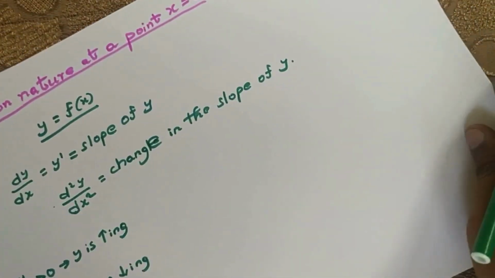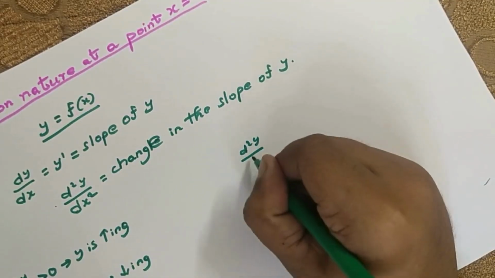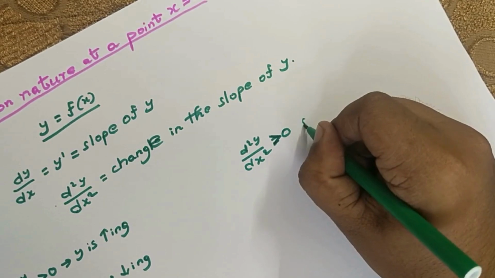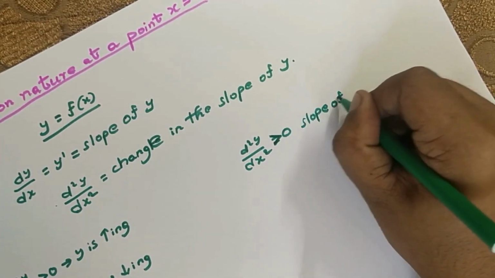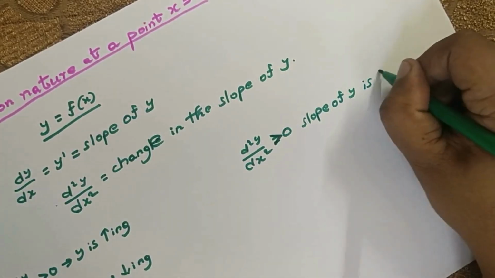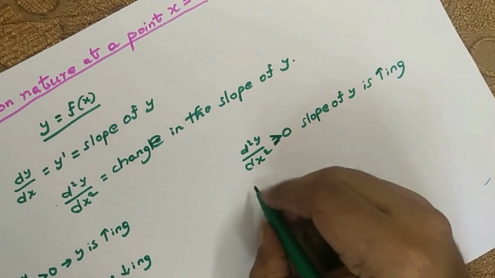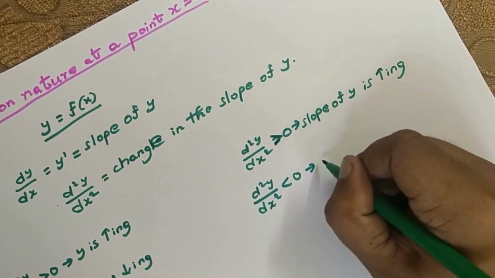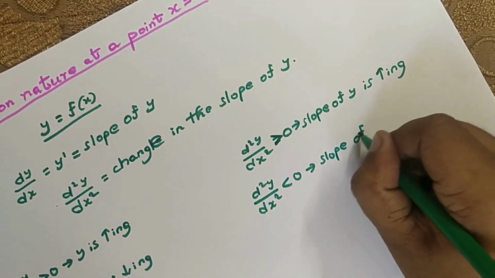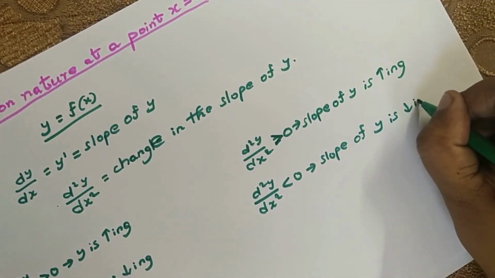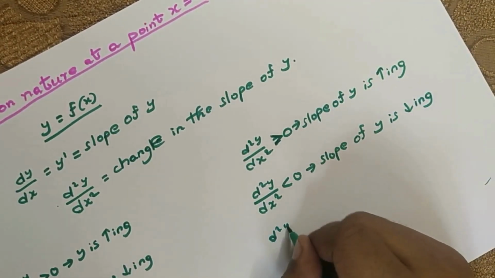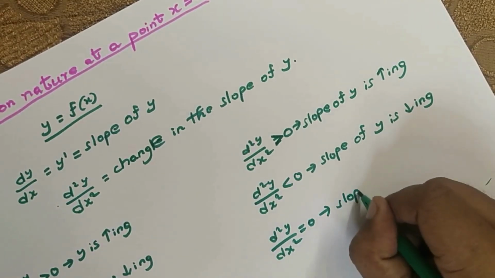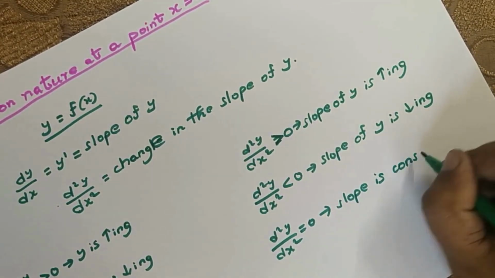Similarly, d square y by dx square can be greater than 0. If it happens, then our slope of y is increasing. d square y by dx square can be less than 0. If it happens, then our slope of y at that point is decreasing. And d square y by dx square can be 0 as well. If it happens, our slope is constant.